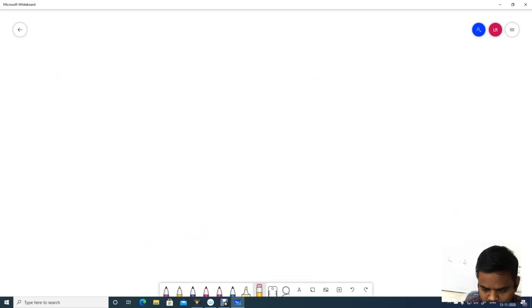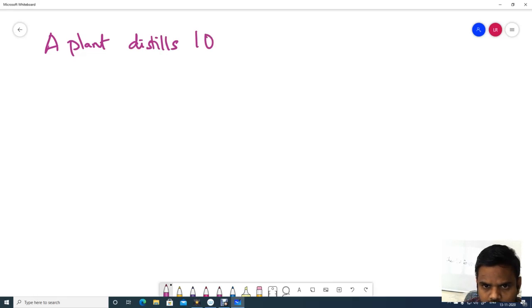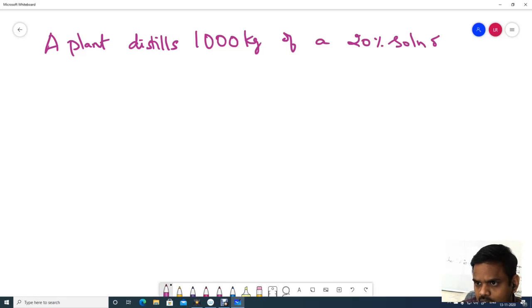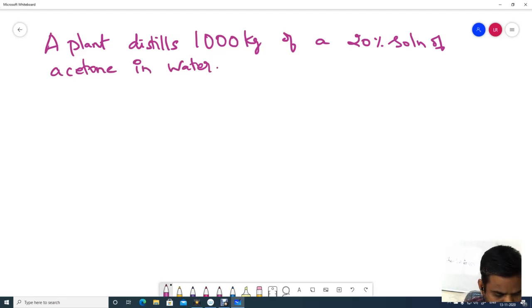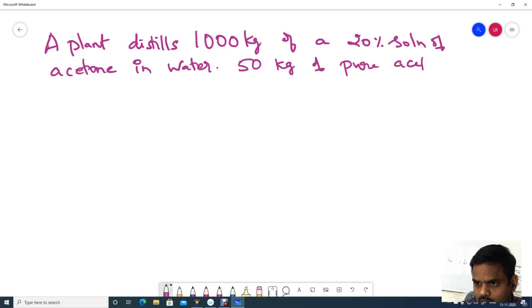So take down this problem. A chemical plant distills 1000 kg of a 20% solution of acetone in water. 50 kg of pure acetone is lost to the water residue.